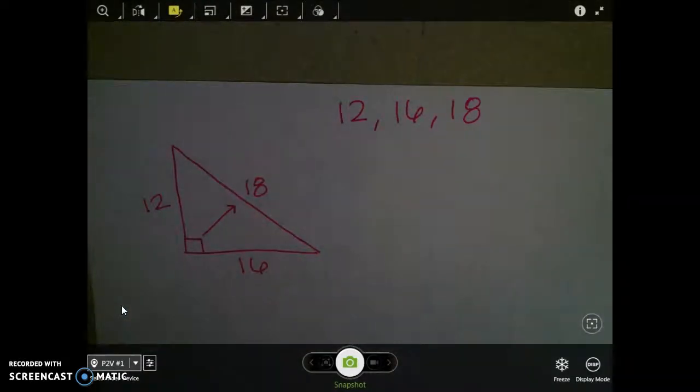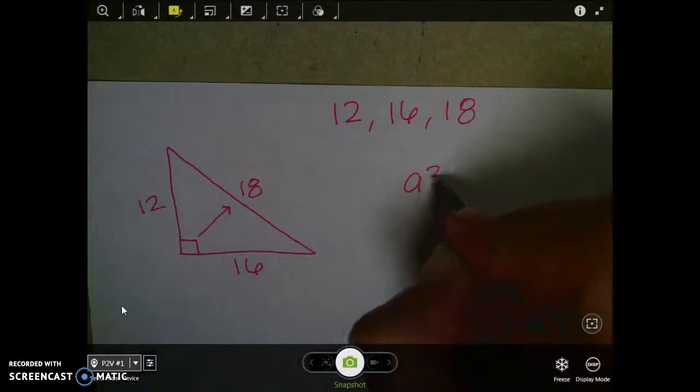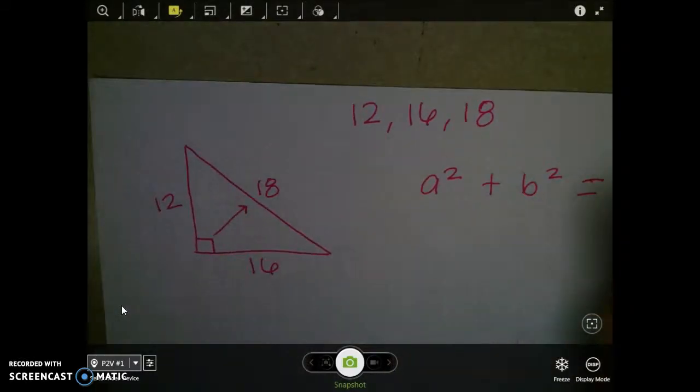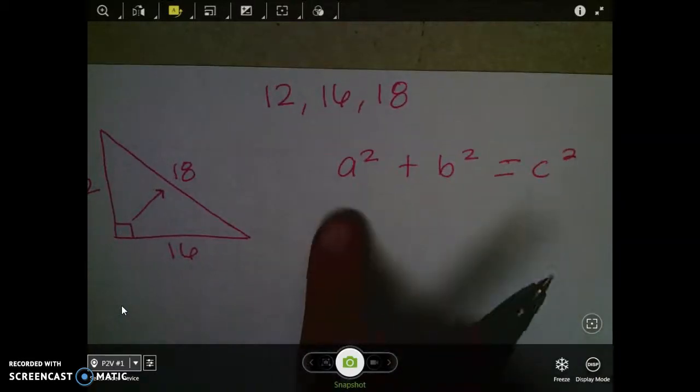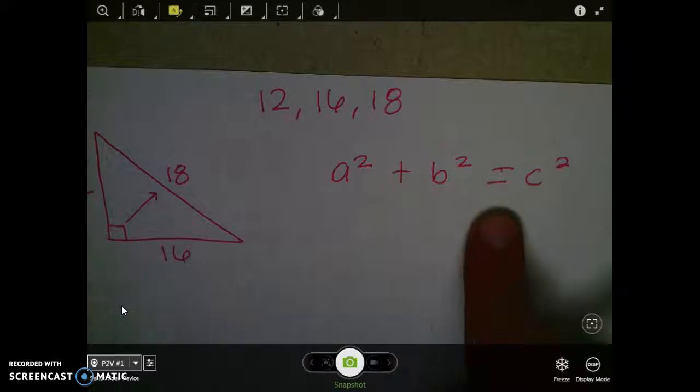Now, just because we've drawn a right triangle and we've put some numbers on there does not mean that it's actually a right triangle. In order to be a right triangle, these numbers have to satisfy this Pythagorean theorem. So we have to do a squared plus b squared equals c squared, and it actually has to be equal. If it's not equal to c squared, it's not a right triangle.